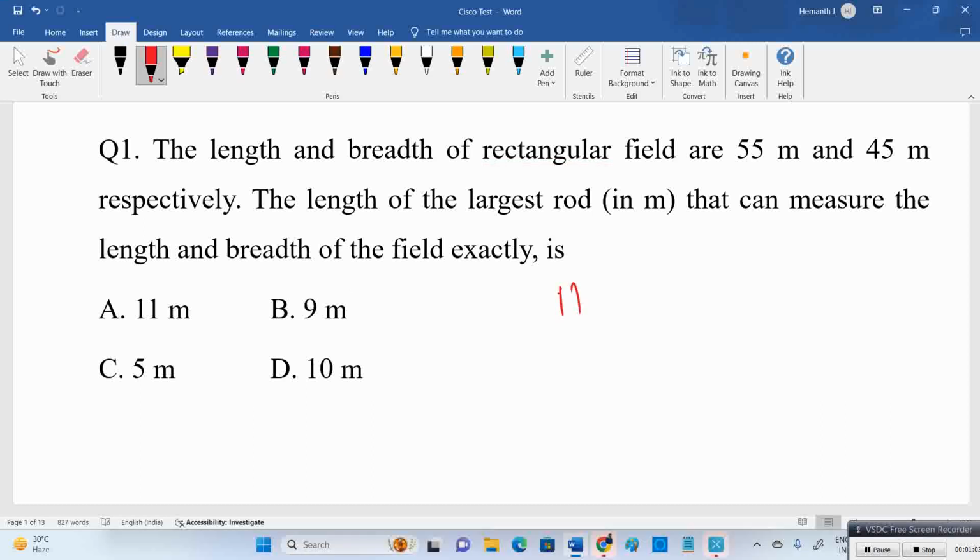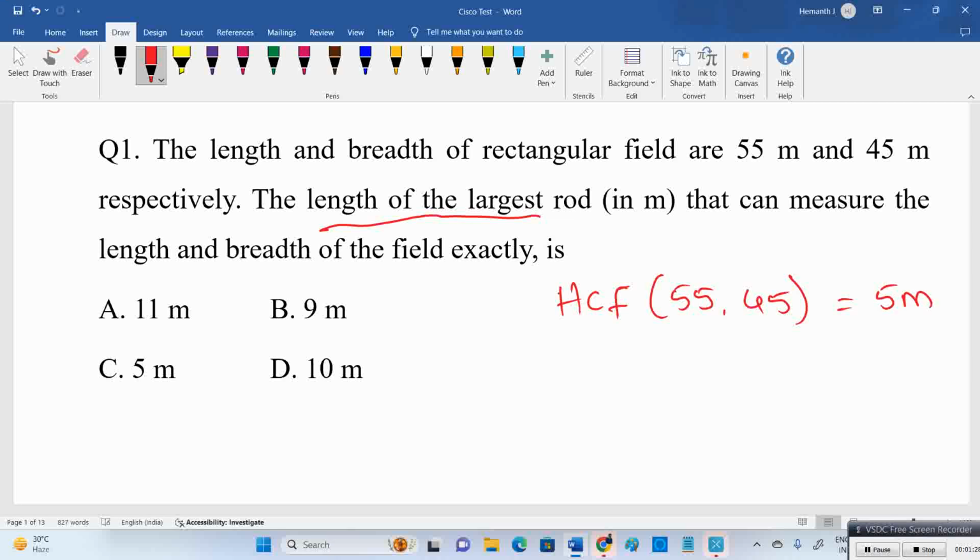So how can I know it is HCF, sir? One is words like largest, biggest, highest, tallest. H stands for highest, largest, or greatest. And the second thing, they're asking commonly measuring. See, these two should be measured by the same rod, right? So it should be 5 meters length.